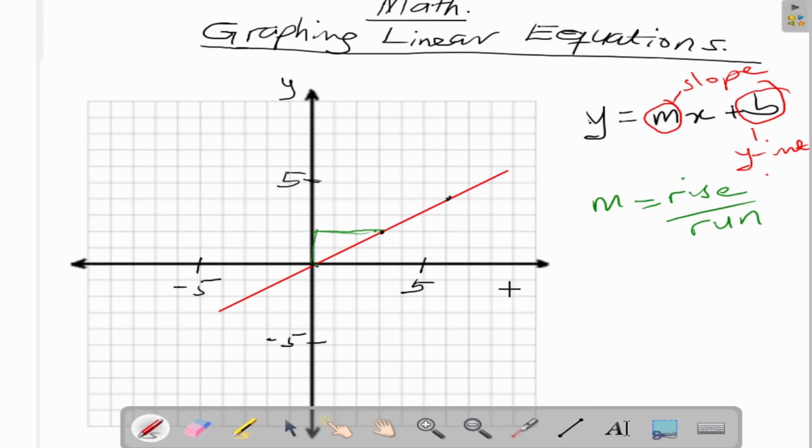So we can say that the equation of our line is y equals, our rise is 2 and our run is 3, so 2/3x plus our y-intercept, which is 0. So we say that the equation of our line is y equals 2/3x, and that is the equation of this line.